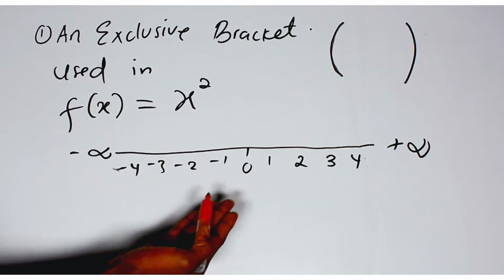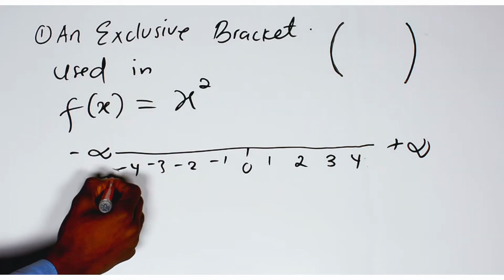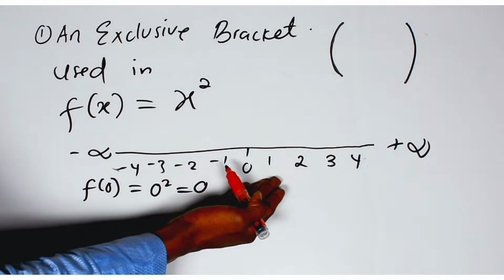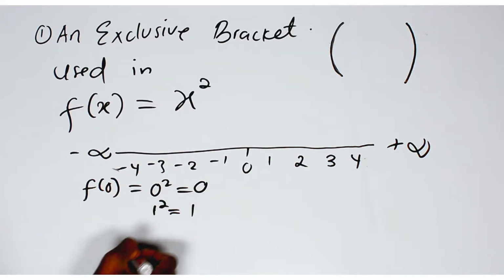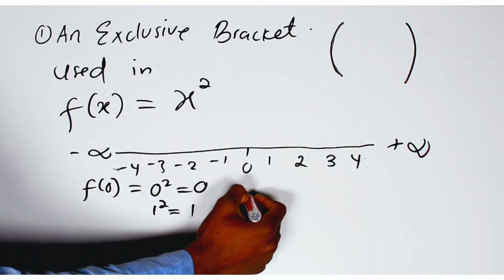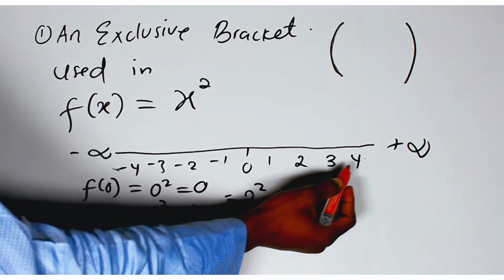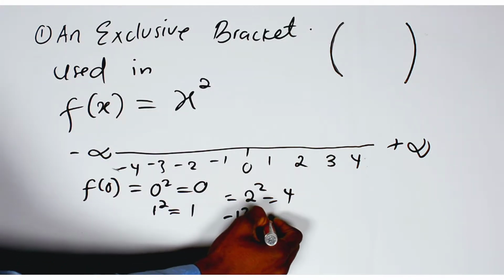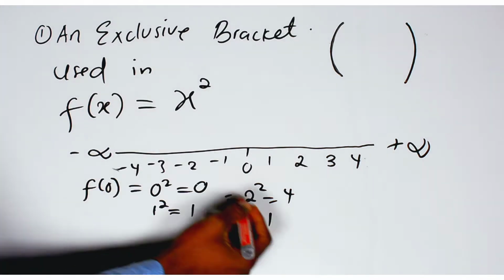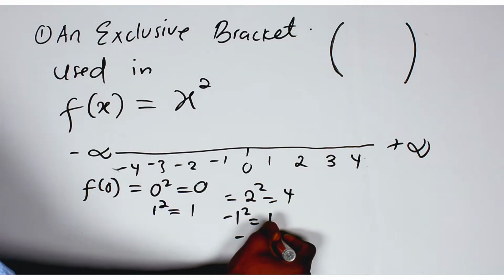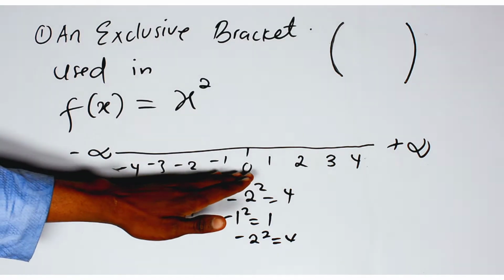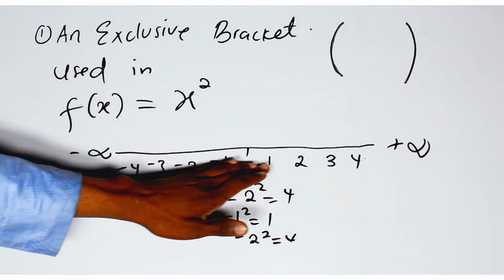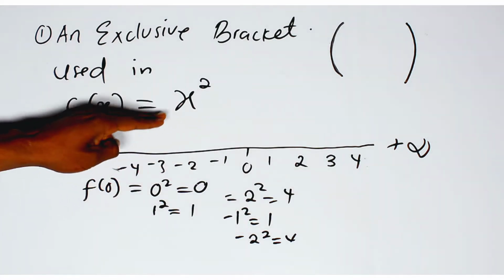Now test each number. F of 0 would be 0 squared, which equals 0. F of 1 would be 1 squared, which equals 1. F of 2, 2 squared, which is equal to 4. So each number that we test will be positive here. Let's test from the negative side. Negative 1 squared would be 1. Negative 2 squared equals 4. This shows that from 0 down to negative infinity and from 0 up to positive infinity will satisfy this function.